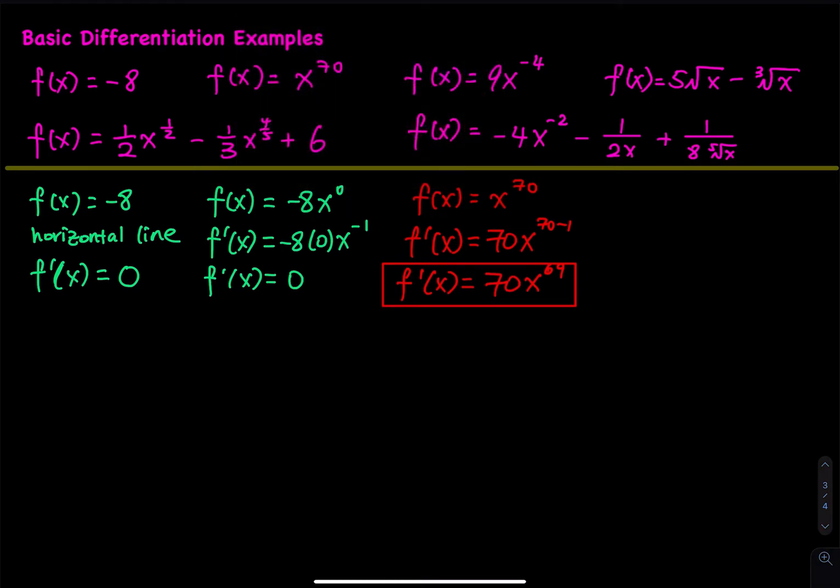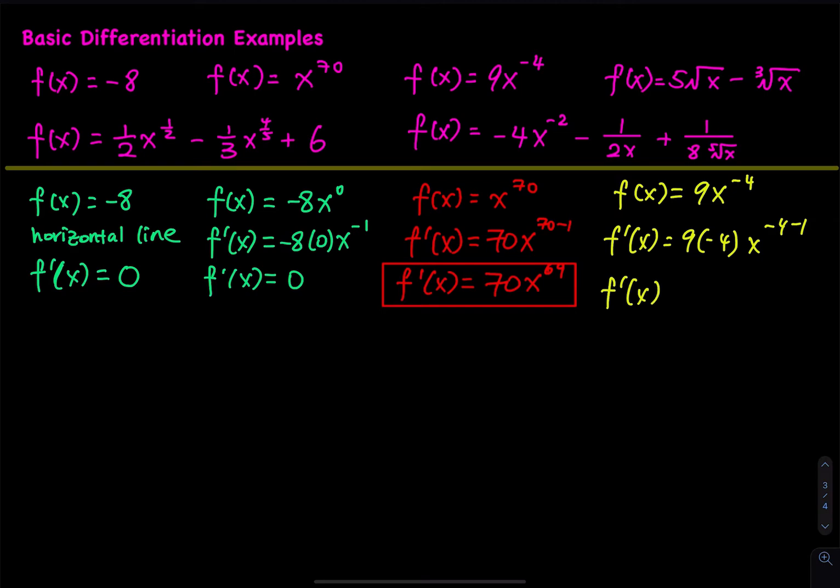The next one, f of x equals 9x to the -4. So f prime, you bring the -4 down, and then -4 minus 1. So f prime of x is equal to -36 x to the -5. Okay, so that is the second one. Actually, that's the third function.